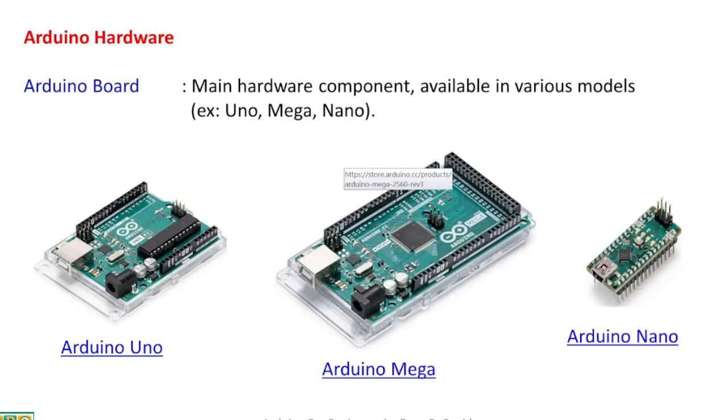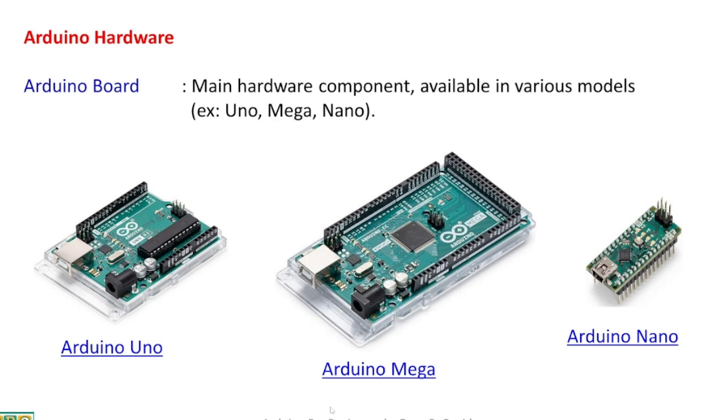Now, the Arduino hardware, the main part is the Arduino board, and there are different boards that you can use in Arduino. The three major boards being used all over the world are, first, of course, like today, because we are just beginners, we will use the Arduino Uno.